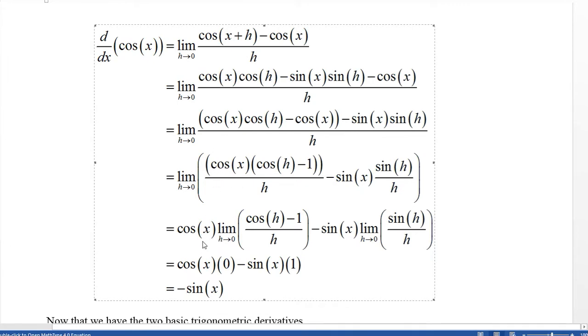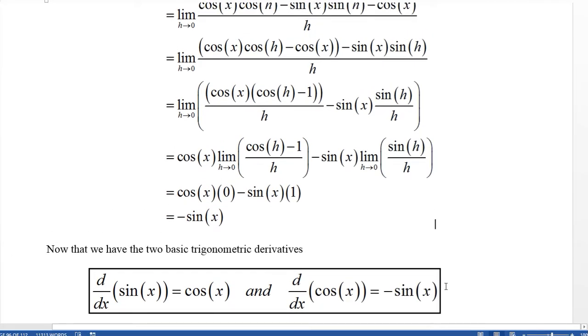So this becomes cosine of x times the limit as h goes to 0 of cosine h minus 1 over h, minus sine of x times the limit as h goes to 0 of sine of h over h. Now these two limits are what we just worked out before. The first one is 0, the second one is 1, so this first term goes away altogether, and we get the opposite of sine x, just like our picture above suggested.